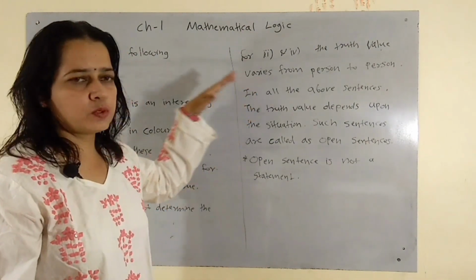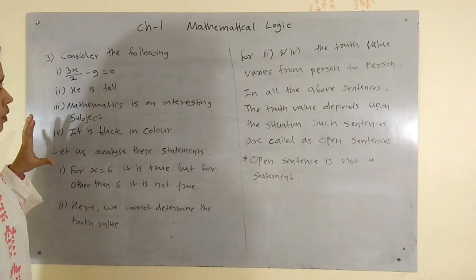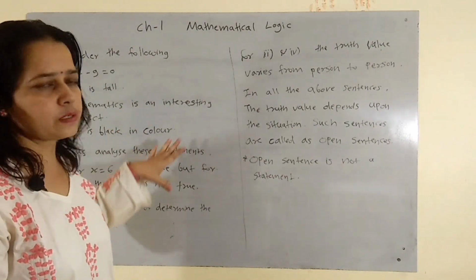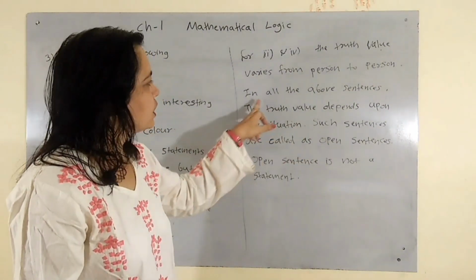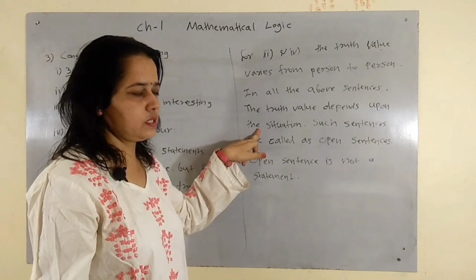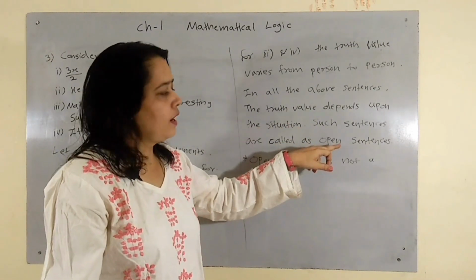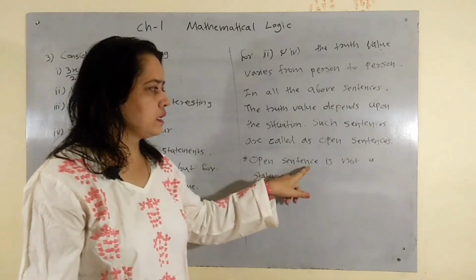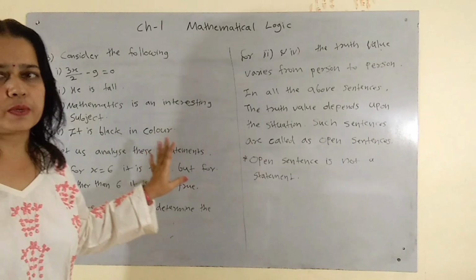Therefore, in all the above sentences, we cannot determine whether they are true or false. Such sentences are known as open sentences. In all of these, the truth value depends upon the situation. And remember that an open sentence is not a statement.